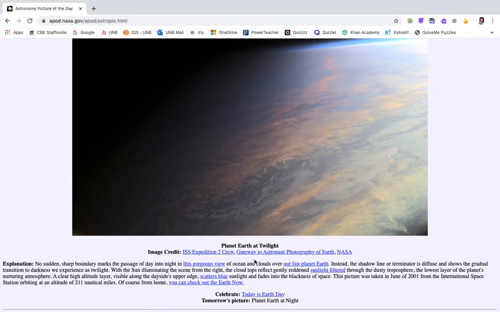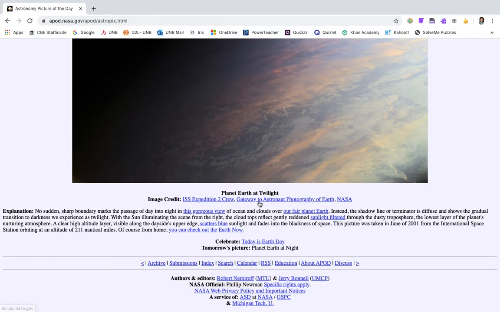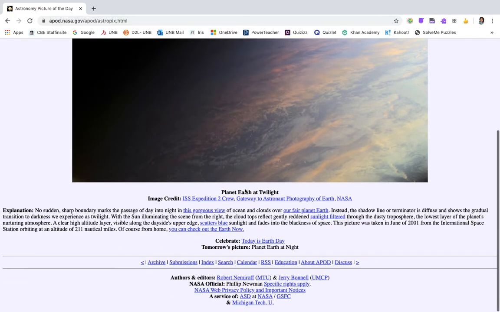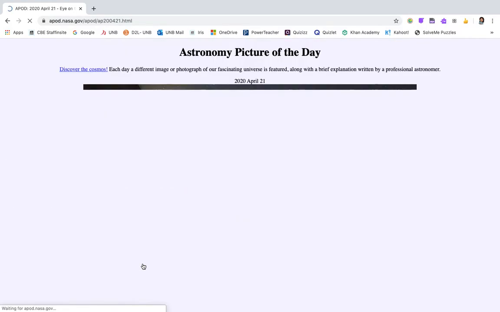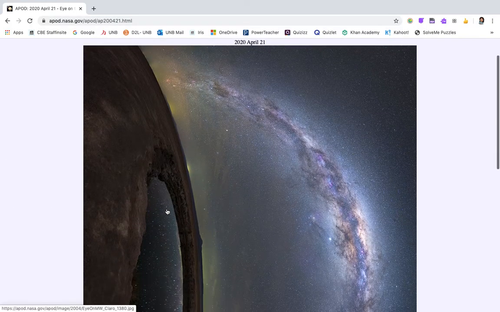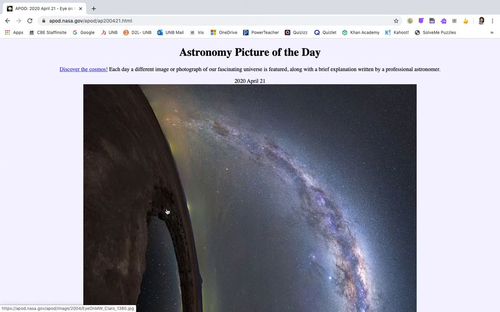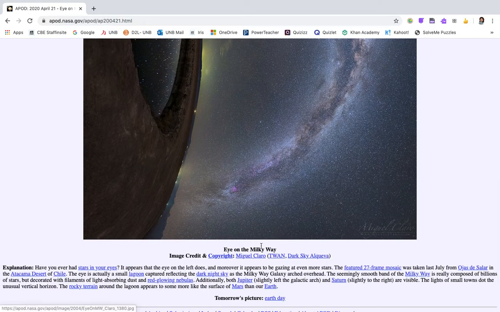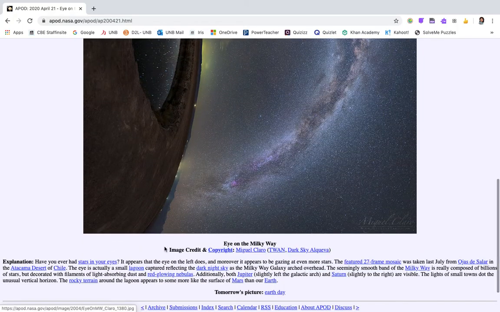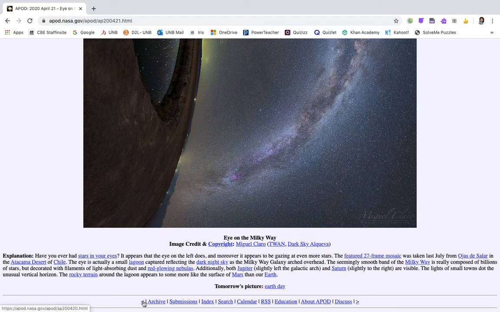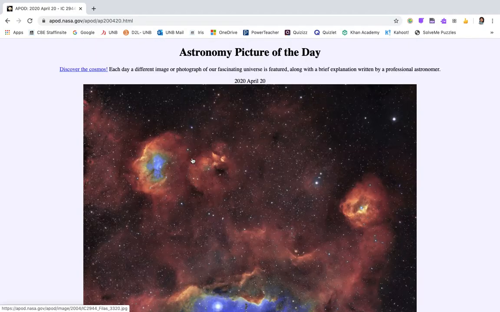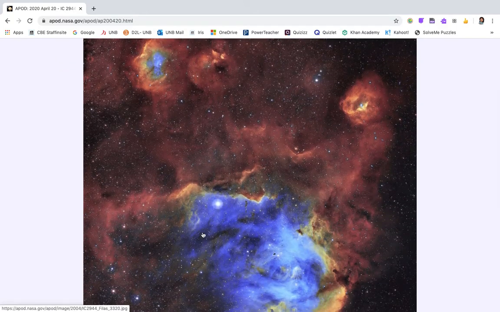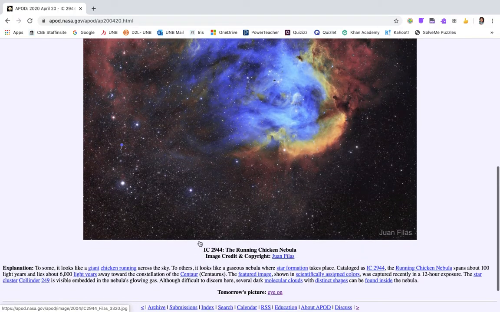This one's of planet Earth, but if you were to go backwards or forwards, you would see what every day has in store. Here, an eye on the Milky Way. These are just images that astronomers are catching. A lot of them are from the Hubble telescope. I don't believe all of them are, but they do capture images as such.